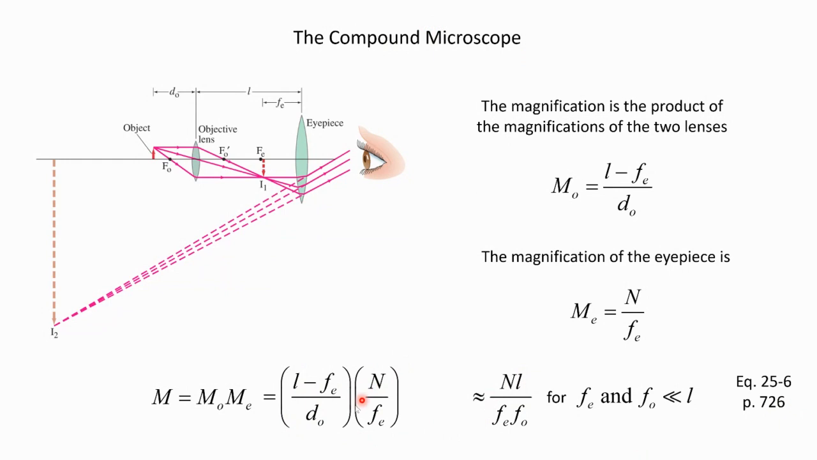So magnification of the compound microscope in terms of the length of the microscope, the focal length of the eyepiece, object distance, that's this distance there, N over fe. So that may be not so convenient because maybe you don't know what the object distance is, depends on how you use it. But if you arrange it this way, then this approximates to this more or less, assuming this thing here.